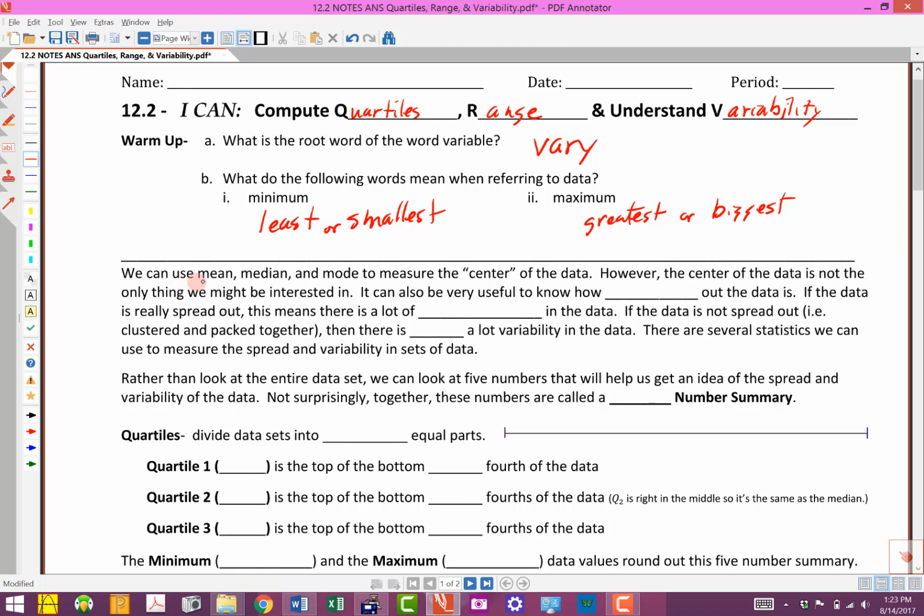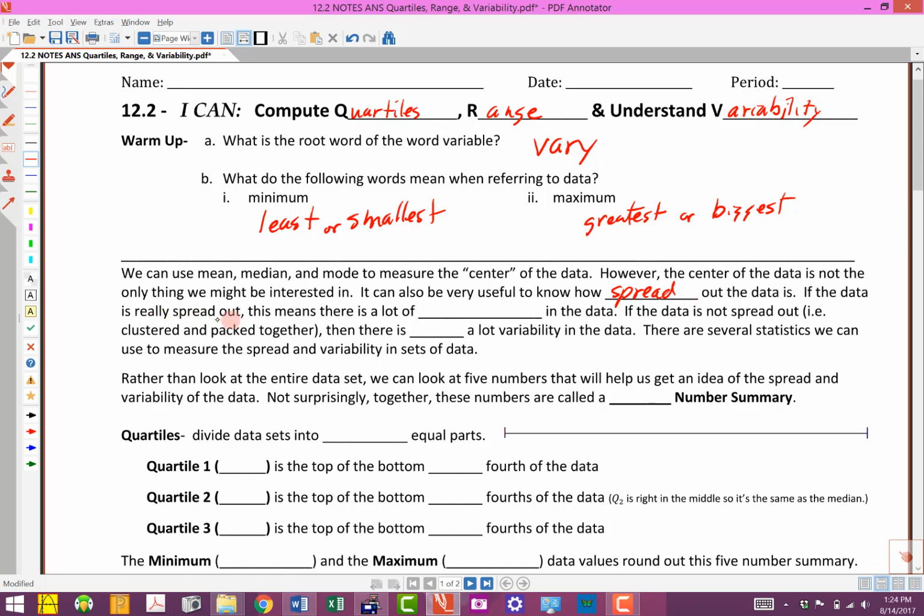Now, we can use mean, median, and mode to measure the center of the data. In other words, what typically happens. However, the center of the data is not the only thing that we might be interested in. It can also be really useful to know how spread out the data is.